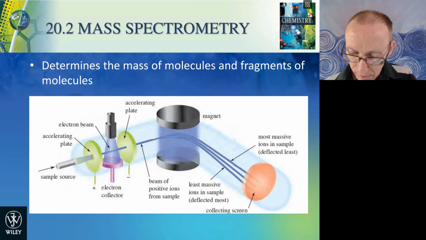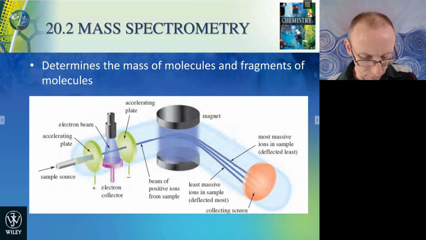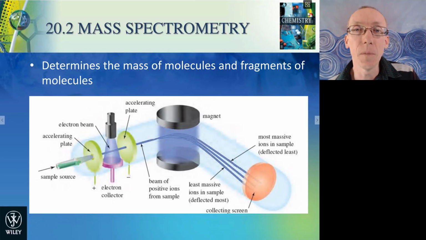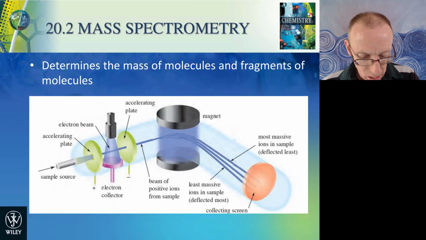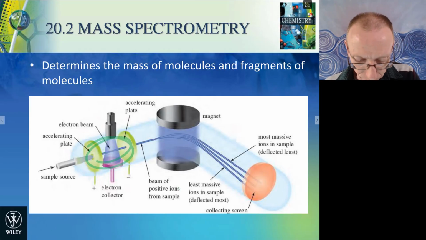So we start off with the sample source. This might be our molecule dissolved in some kind of solvent. We put it into something that creates ions from that source, so they're going to end up with positive or negative charges. We then put it into an accelerating plate here that makes it fly through an electron beam here, and we have a second accelerating plate here. Now we've got a beam of positive ions coming out of this ionization chamber.